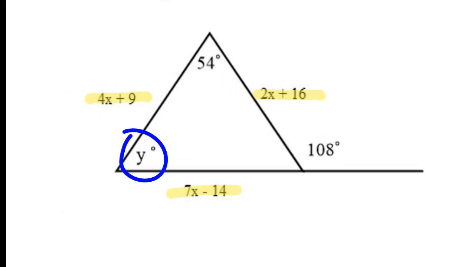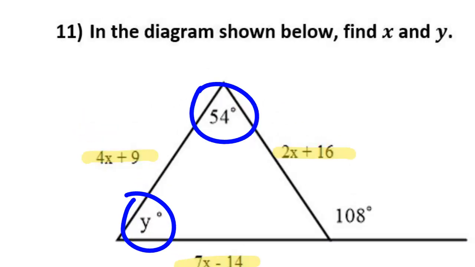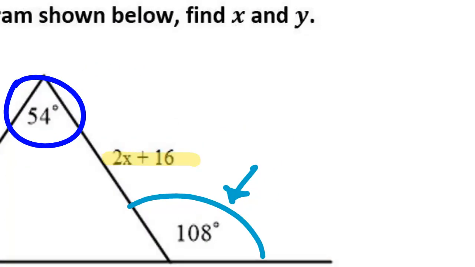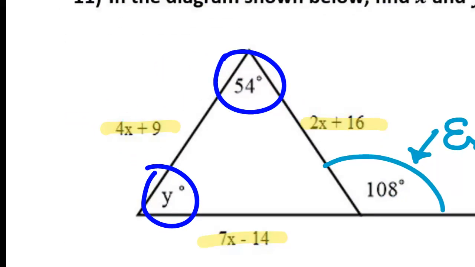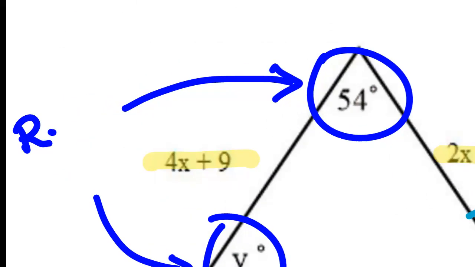Y is right here. And I know two other angles. I know this angle, 54 degrees, which is also inside the triangle. And then I have this angle here that is not inside the triangle. What do we call angles that are not inside the triangle? We call them exterior. This is an exterior angle. And Yasmin, you were onto something, though. These other two angles that are inside the triangle would be what? Remote. These are my remote interior angles.